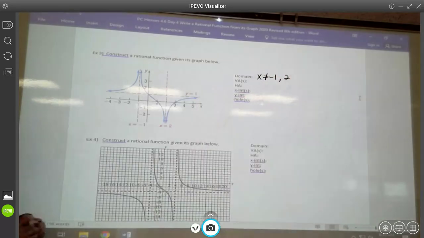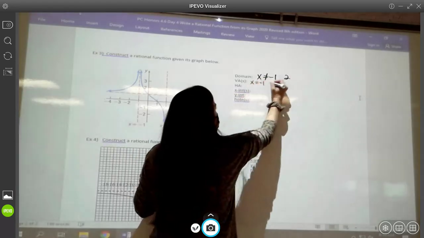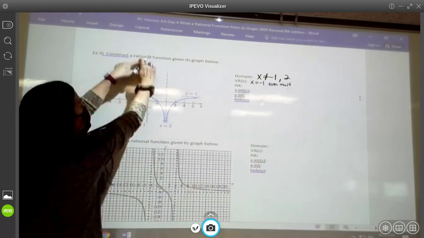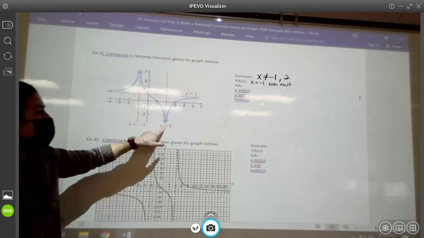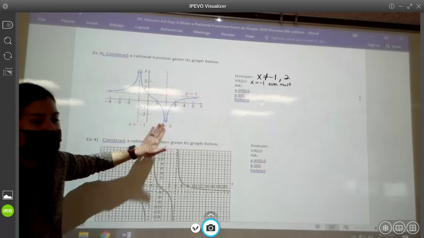All right, we got a VA at x equals -1. They already named it for us. And he must have even multiplicity, the way these graphs are going off to the same infinity on either side of him. I have a VA at x equals 2. Again, must have that even multiplicity to go to the same infinity on either side.